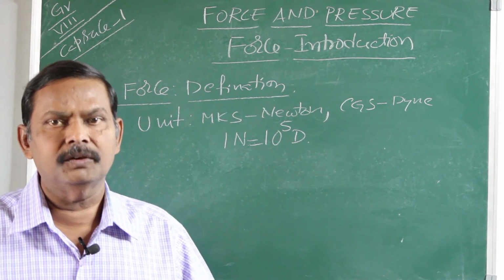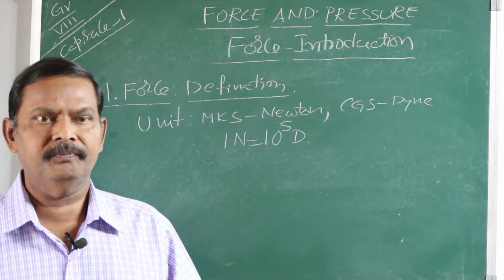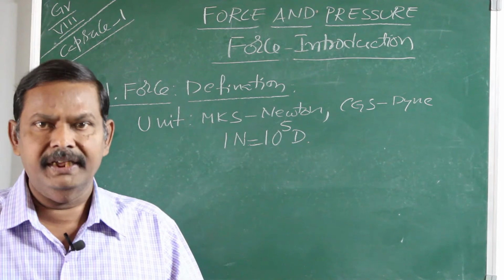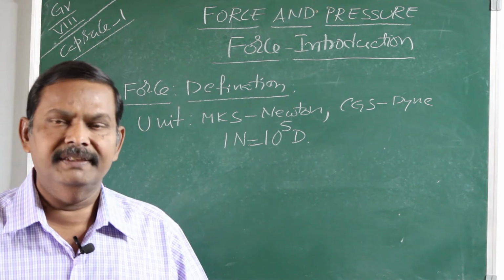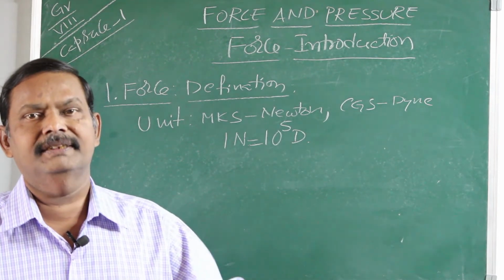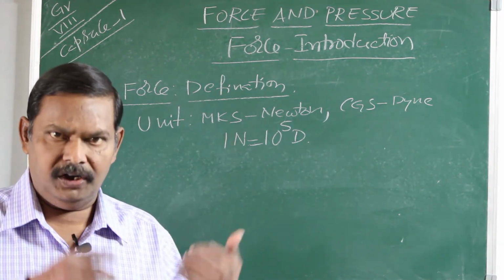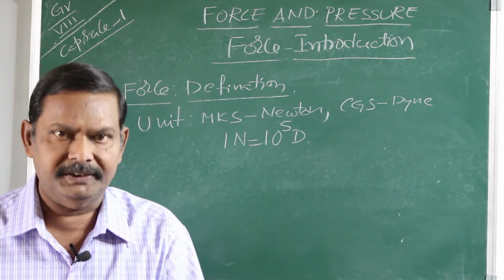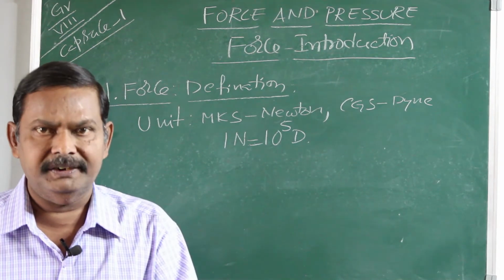Let us have more information about the force. For example, there is a horse which is tied to a cart, and the horse is pulling the cart. In this situation, the muscular force of the horse is called force. That means the force is applied by the horse on the cart. Here the cart is the object. Horse is the agent of force, cart is the object.